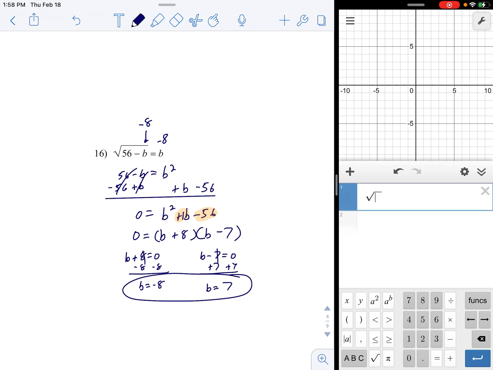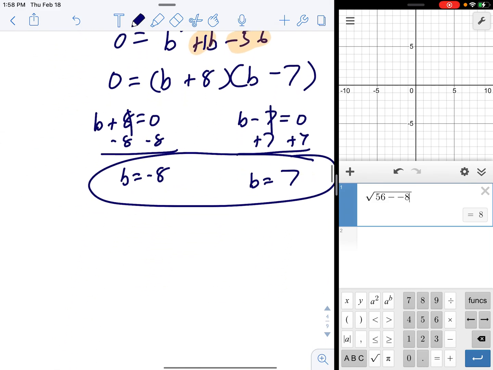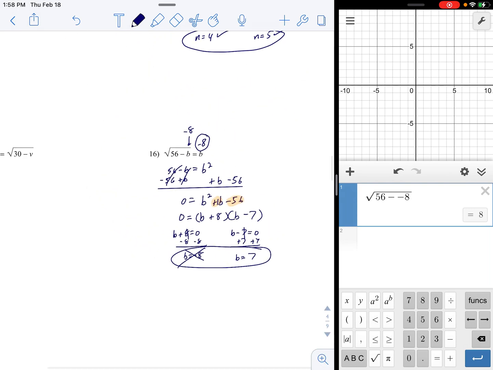So I have square root of 56 minus -8. That gives me, you see the calculator screen says +8. It's supposed to give me -8, but it doesn't. That means that -8 cannot possibly be the right answer. You plug in a -8, you're supposed to get -8 for an answer, and you don't. So that is extraneous.